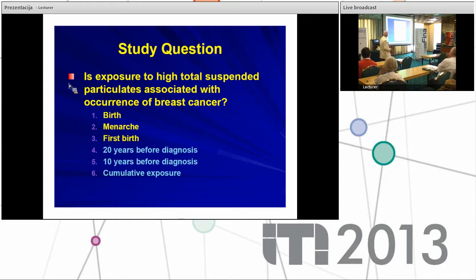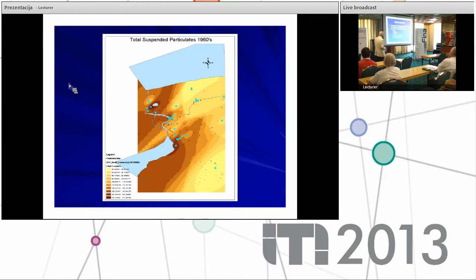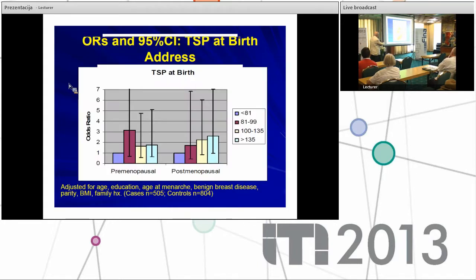Okay? So is exposure to particulates at these different time periods associated with risk? Here's the total suspended particulates for the 1960s. Buffalo was very industrial, with a lot of steel plants and refineries, and they were all along the water, and all the people lived here. So you can see this dark spot is where the wind would just blow the pollution right into the place where people lived.